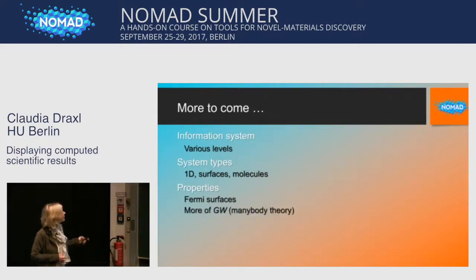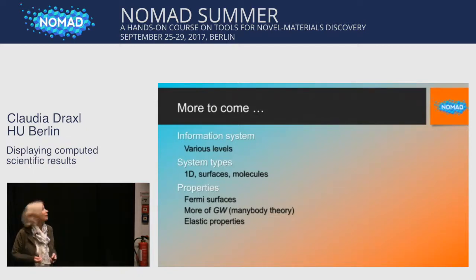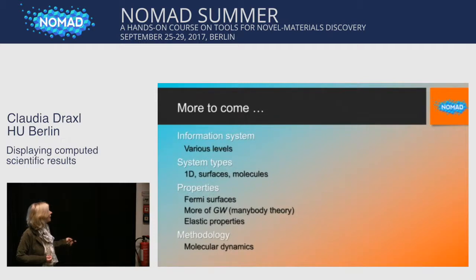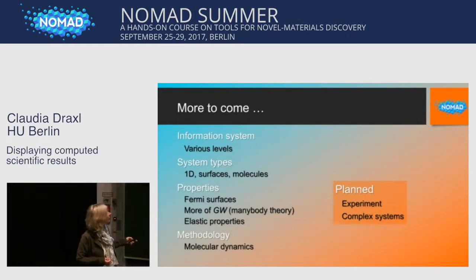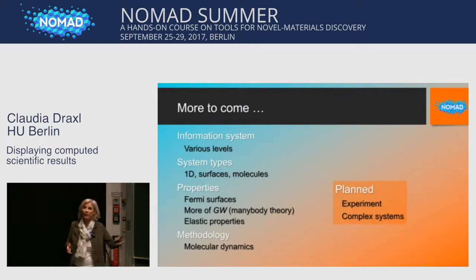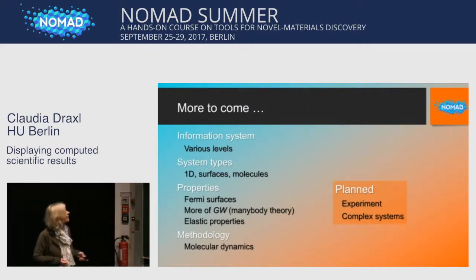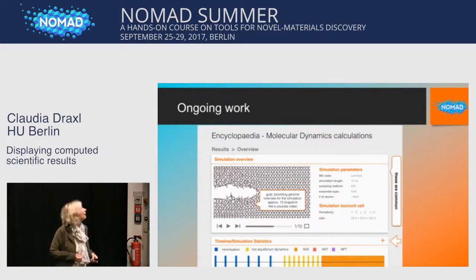We have some basic implementation of GW. It will be more soon. We will implement elastic properties, also with interactive tools to play with, and we will expand the methodology in terms of molecular dynamics. In the future, or hopefully not too far future, we also plan to extend it with respect to experiment and also complex systems, so going to a little bit larger length scales than we can do now. So, ongoing work, I mentioned that we're implementing molecular dynamics.